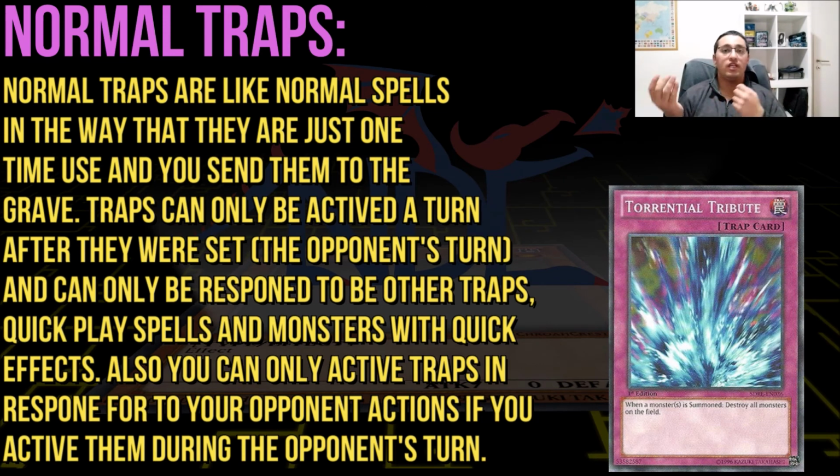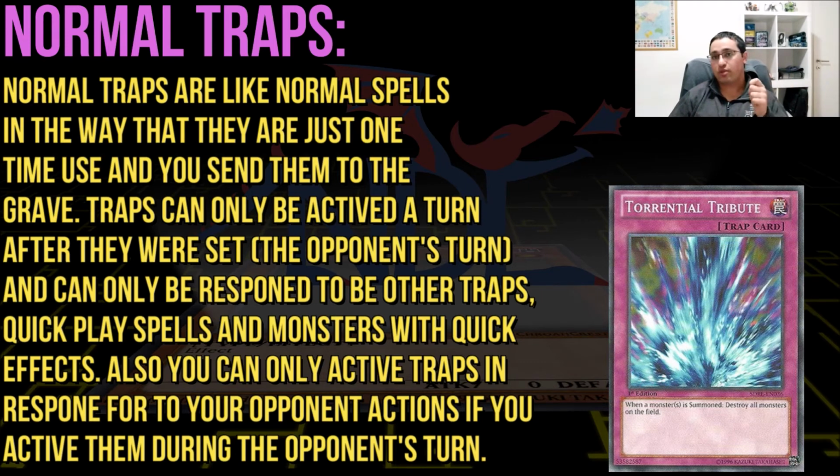They kind of function in the same way. They can be activated one time and one time only, and they can only be activated as a reaction to something that your opponent does, or during your opponent's turn when a condition has been met. But only when your opponent does something. So traps cannot be activated just willy-nilly.